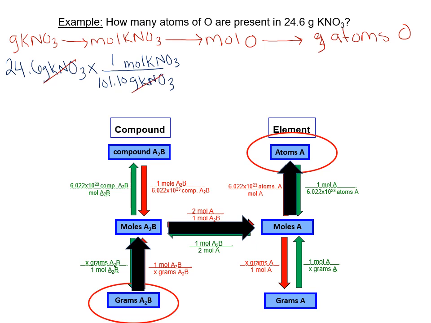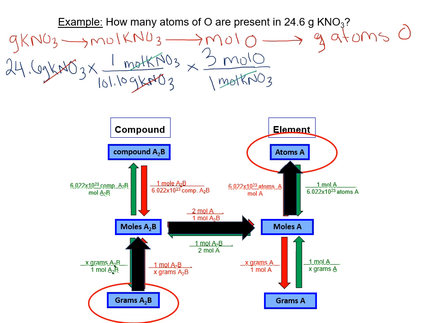Now what I need to do is go from moles of KNO3 to moles of oxygen. I'm trying to cancel KNO3, so moles of KNO3 goes on bottom. I'm trying to get moles of oxygen, so moles of oxygen goes on top. As a conversion factor in this case, I'm using the chemical formula KNO3. You can see that for every 1 KNO3, there are 3 oxygens, which means that for every 1 mole of KNO3, there are 3 moles of oxygen. And so now the moles of KNO3 cancel.